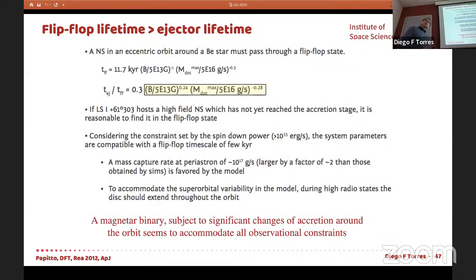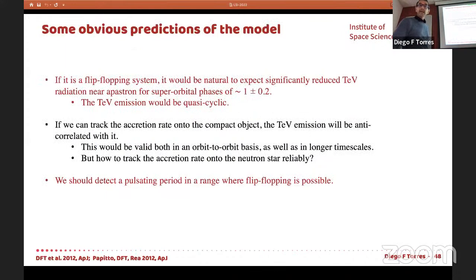So putting it all together: a magnetar binary — magnetar because there were these magnetar flares, not because the magnetic field at the surface is more than the critical magnetic field, no? Subject to significant changes of accretion around the orbit, it seems to accommodate all observational constraints. This is what we concluded, and it actually predicted several things.